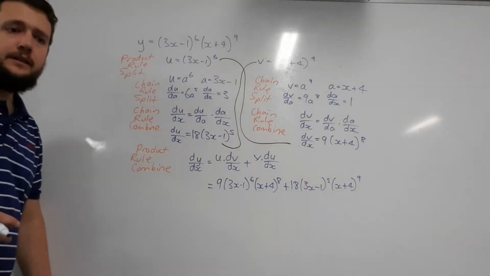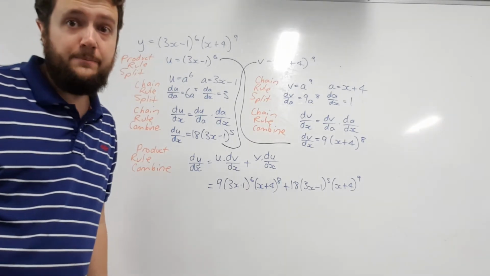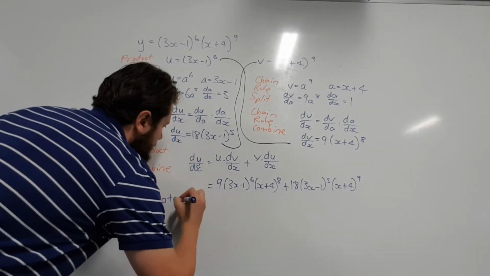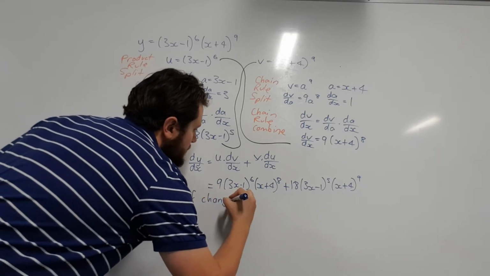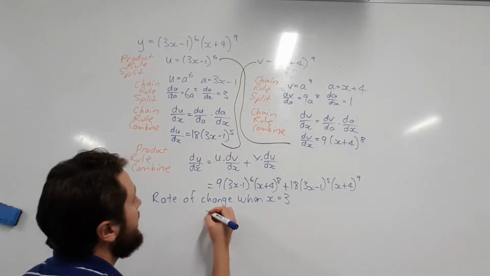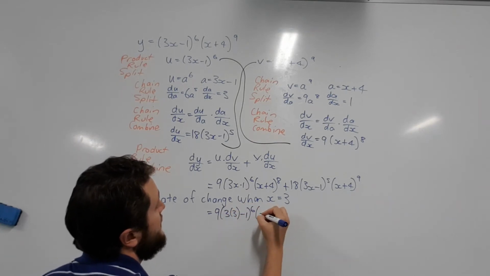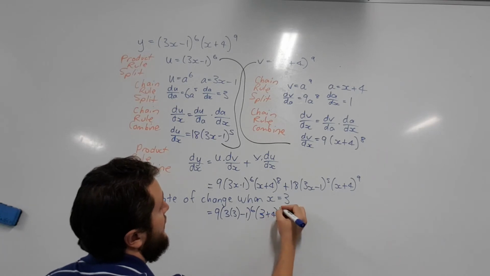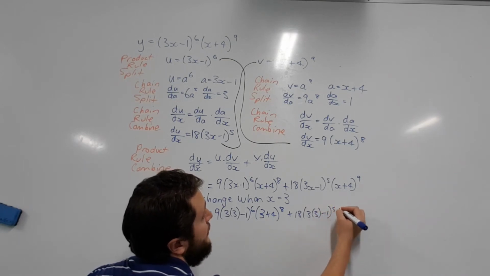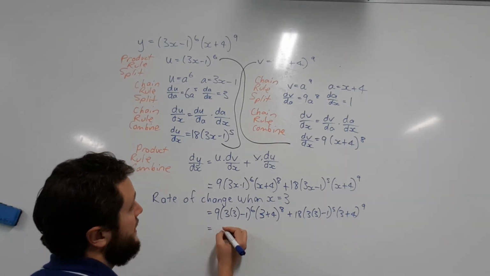Isn't that lovely? Now, we have to remember our original question wanted to know the rate of change when x is 3. So to find that out, we need to substitute x in here. So, rate of change when x is 3. You're going to get it on the floor. Here we go. 9(3 times 3, take 1)^6(3 plus 4)^8, plus 18(3 times 3, take 1)^5(3 plus 4)^9. Well, it's going to be messy, isn't it?